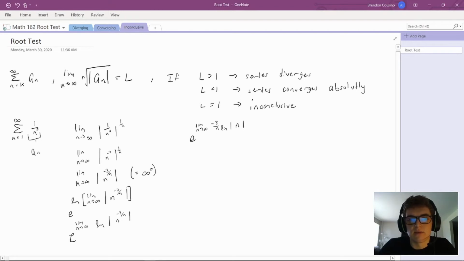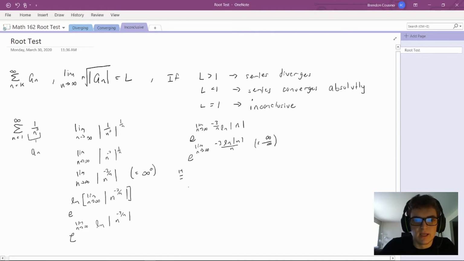Now that we have that, we're really close. We just need to put this n on the denominator. So this is e to the limit as n approaches infinity of negative 3 times the ln of n divided by n. If we take the limit now, we get infinity over infinity, which tells us that we can use L'Hospital's rule. So I'm going to put a little equal sign with a little h, denoting that we're using L'Hospital's rule.